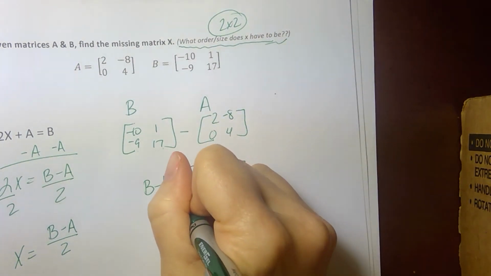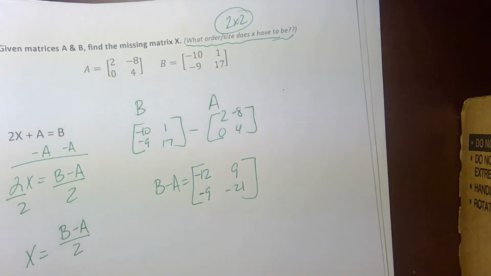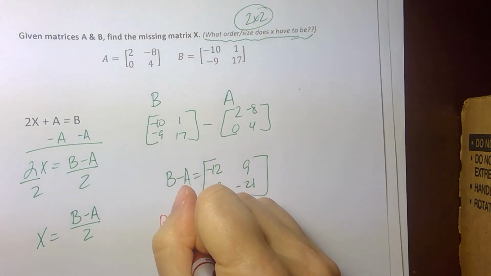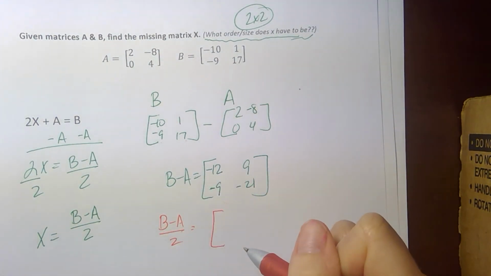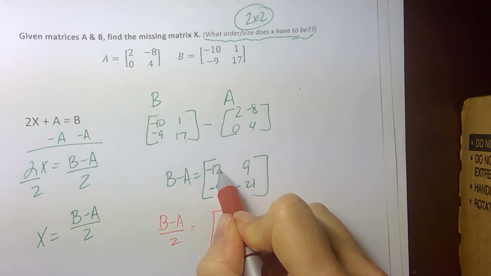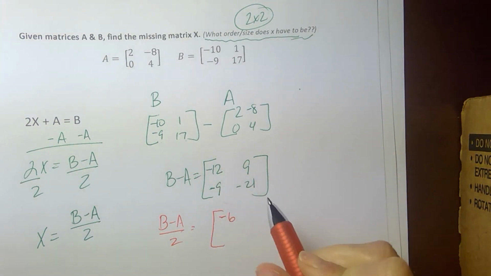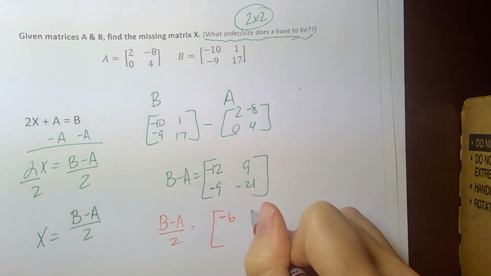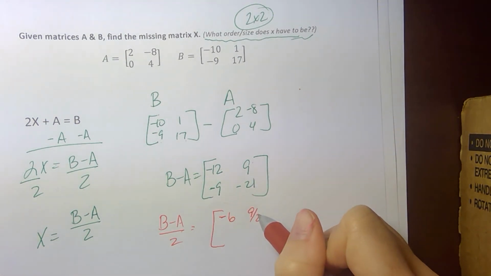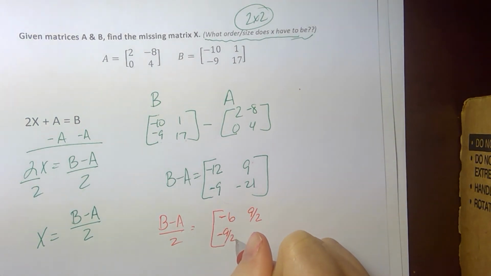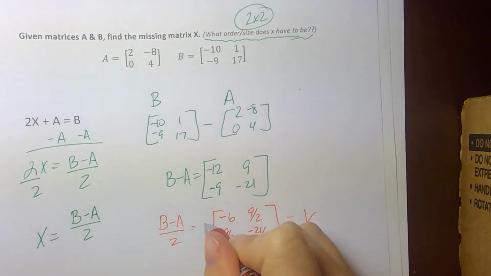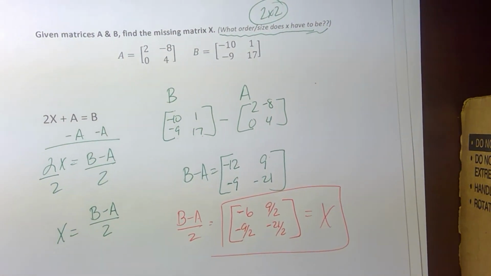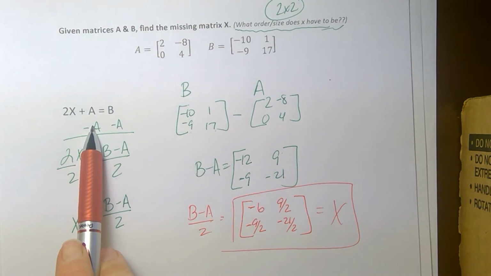Okay, our result that we want, however, is B minus A divided by 2. So let's work that out. We're going to take our B minus A matrix, and we're going to divide every element in it by 2. Well, this is even. Half of negative 12 is negative 6. My other 3 elements are odd, so they'll just be written as halves. So 9 becomes 9 halves, then we have negative 9 halves and 13 halves. That is what matrix X needs to look like to make this equation true.